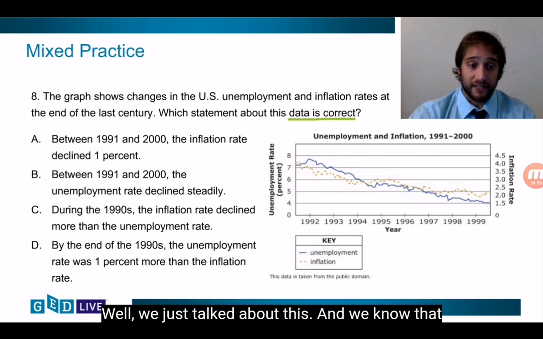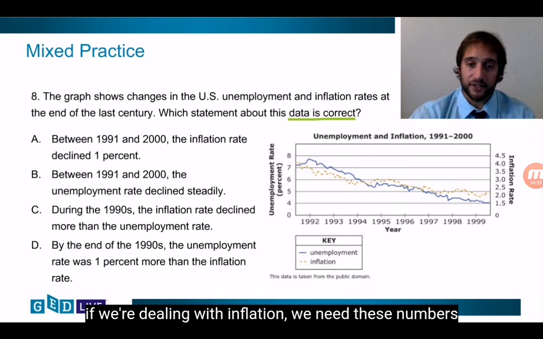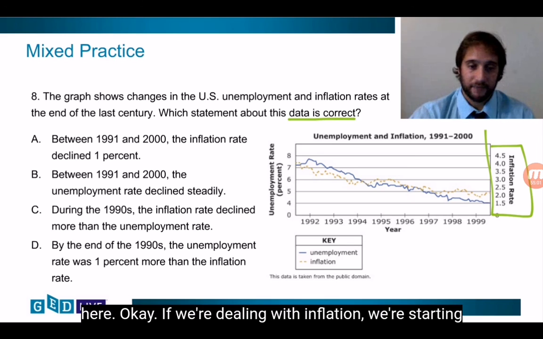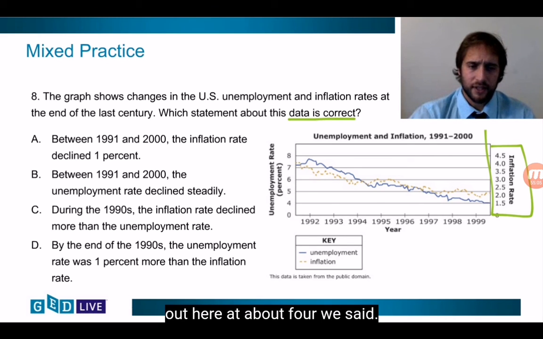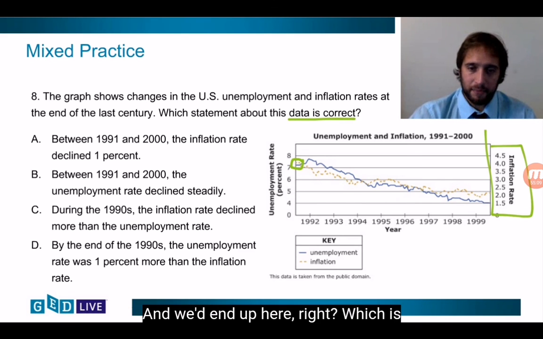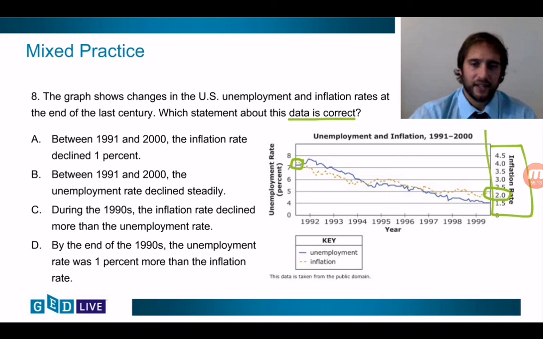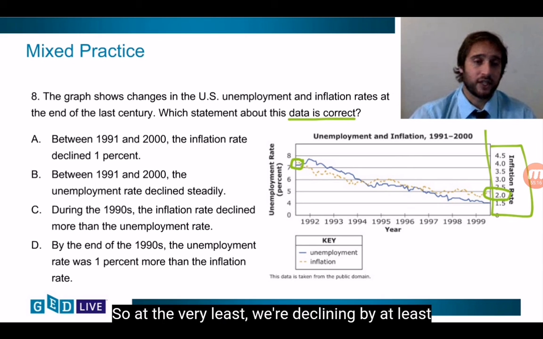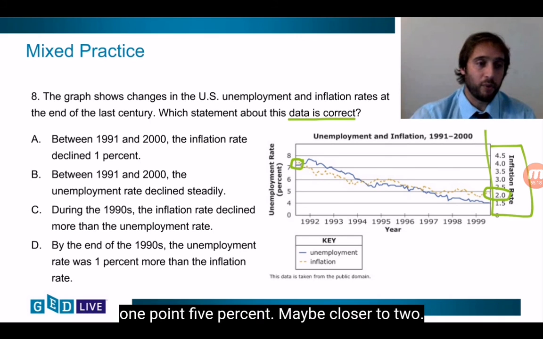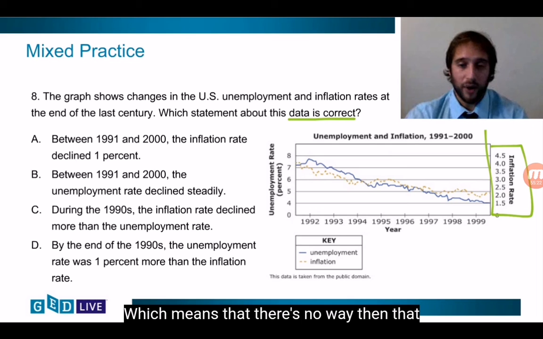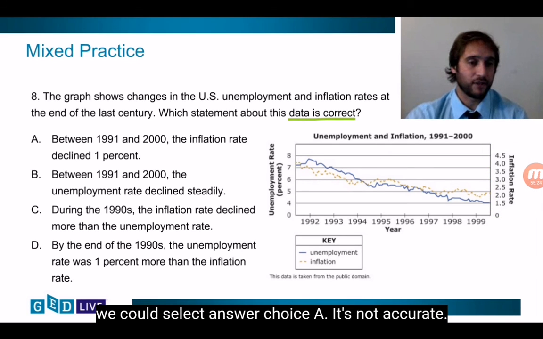Well, we just talked about this, and we know that if we're dealing with inflation, we need these numbers here. Okay, if we're dealing with inflation, we're starting out here at about 4, we said. And we end up here, right, which is between 2 and 2.5. So at the very least, we're declining by at least 1.5%, maybe closer to 2, which means that there's no way then that we could select answer choice A. It's not accurate.